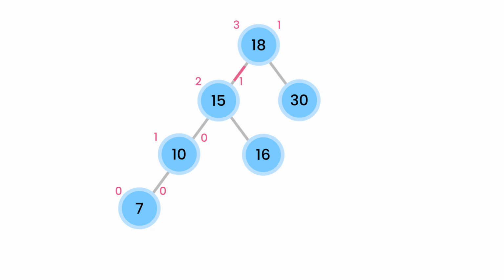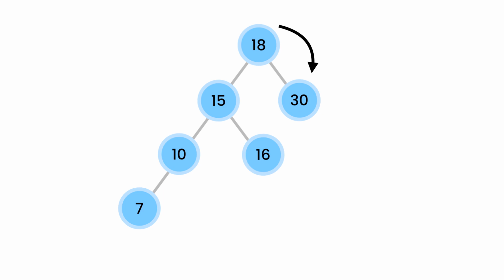The imbalance is in the left child, left subtree. So we should do a right rotation. But this one is slightly tricky. We should rotate 18 to the right because this is where we have unbalance. However, when we rotate the 18 to the right, the 15 is going to go up and the 18 is going to come down and become the right child of the 15.